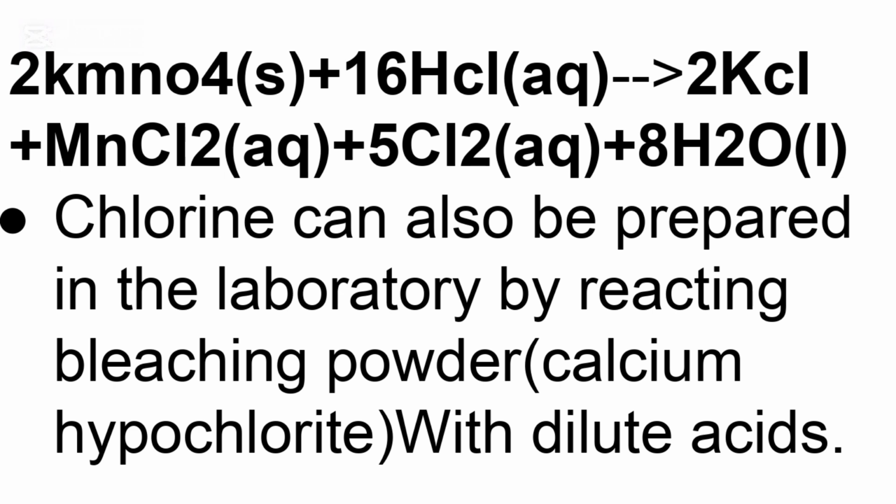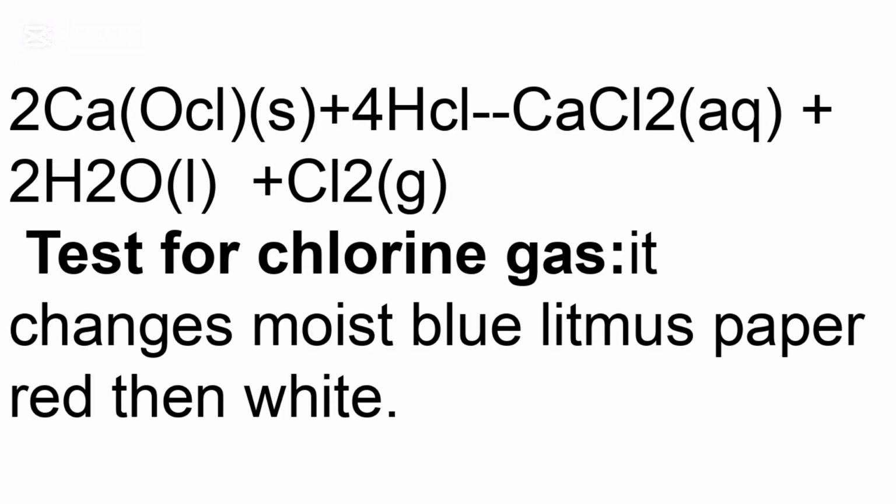8 water. Chlorine can also be prepared in the laboratory by reacting bleaching powder, that is calcium hypochlorite, with dilute acids. The equation for the reaction is calcium hypochlorite plus hydrochloric acid to form calcium chloride plus water plus chlorine gas.